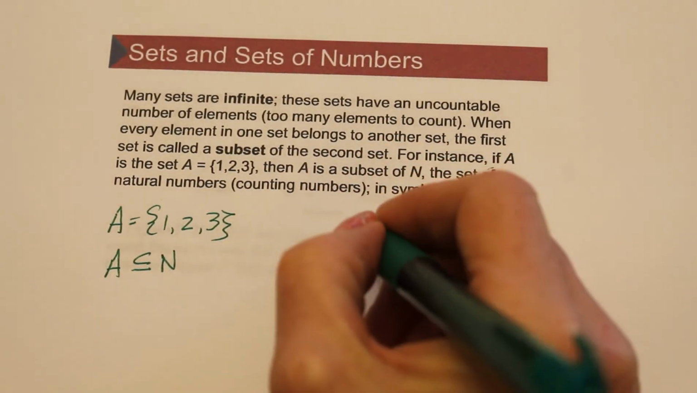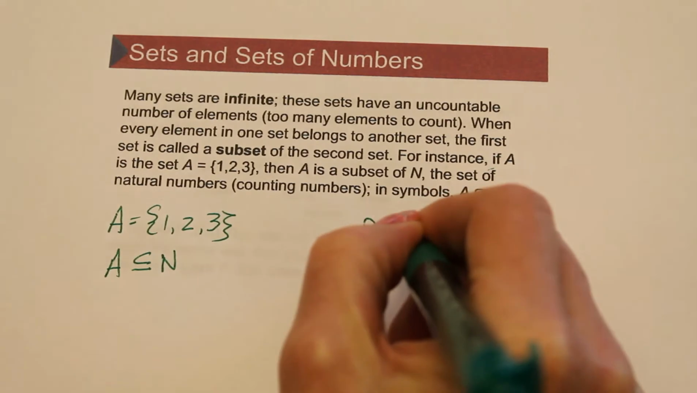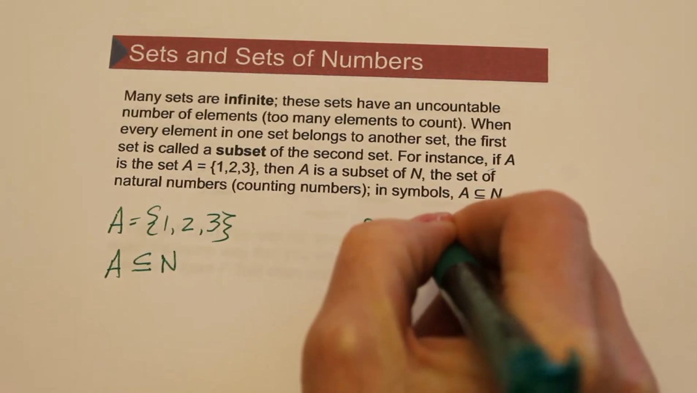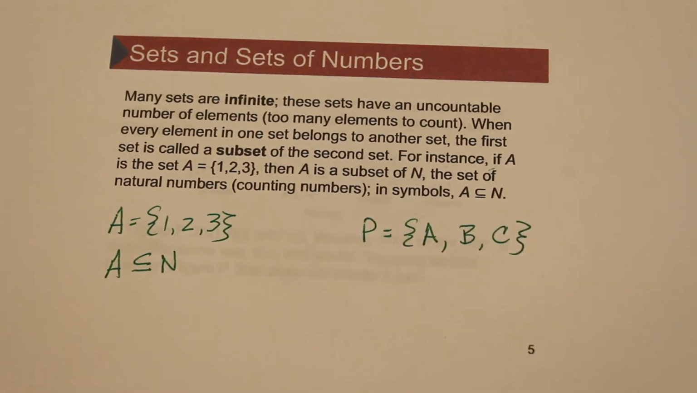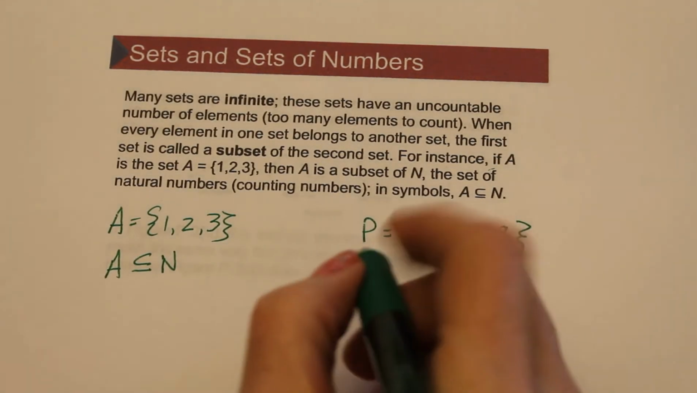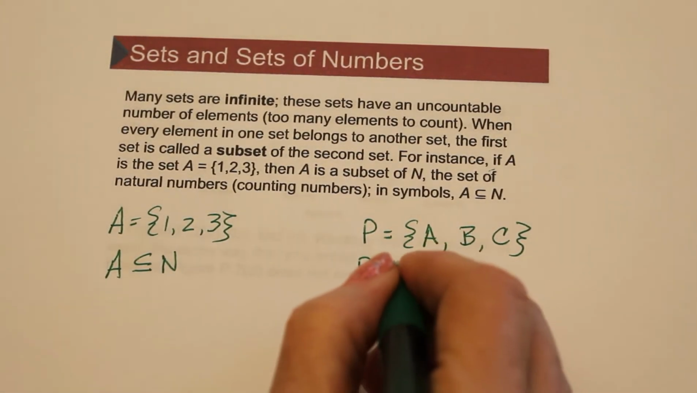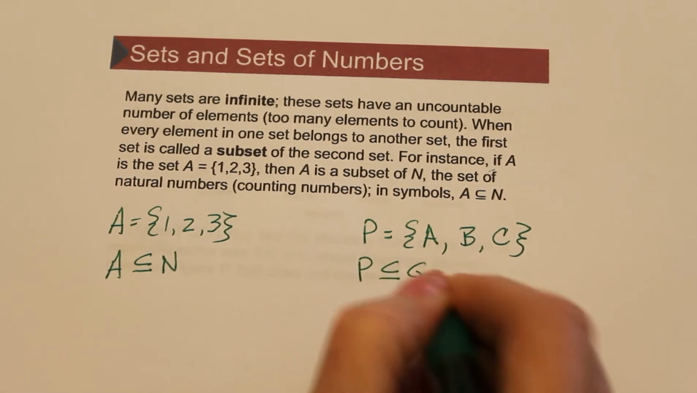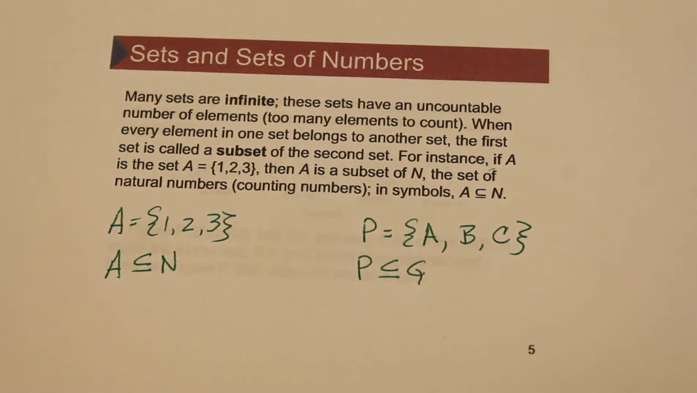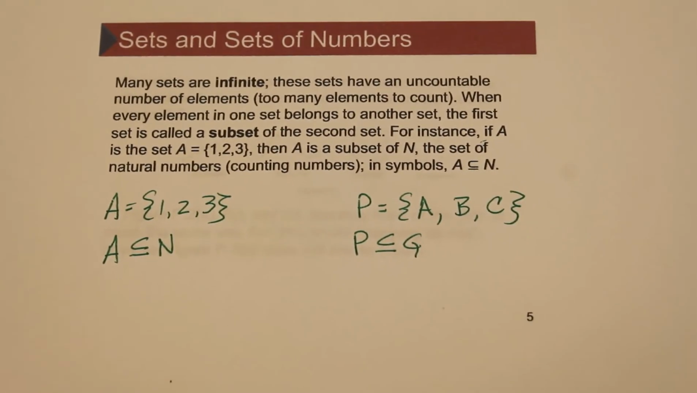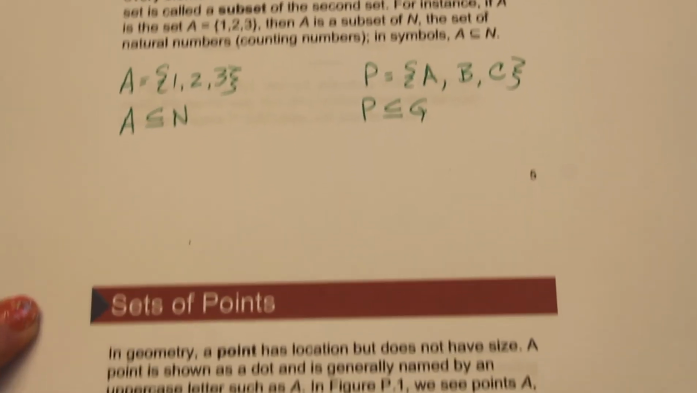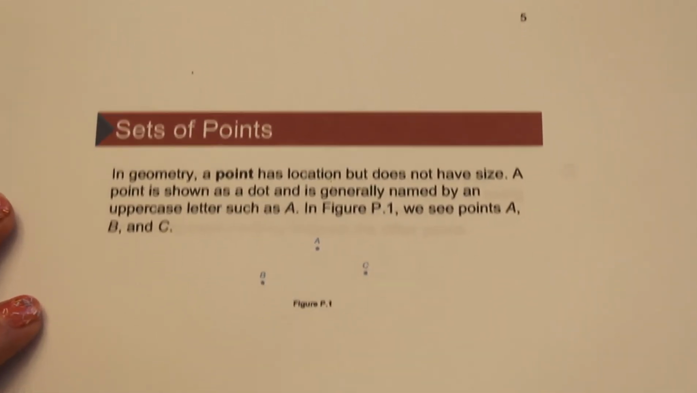All right, so how about if I had my passing grades? To move on to the next class, you have to get an A, a B, or a C. We would say that set P is a subset of all the grades I might get in my class. So that's sets, infinite and finite, and how to find the number of elements in a set and curly brackets.